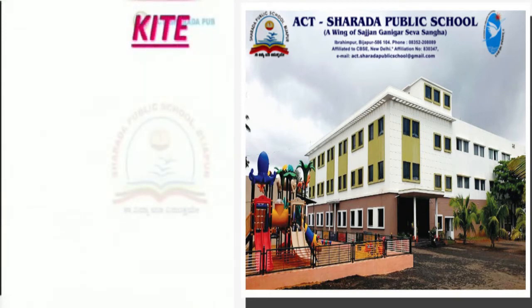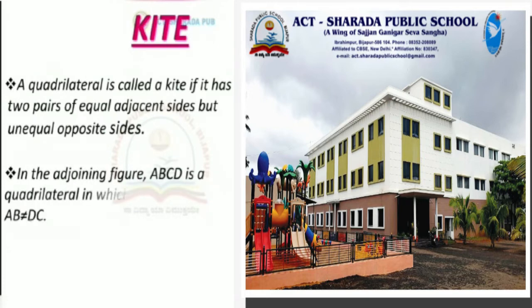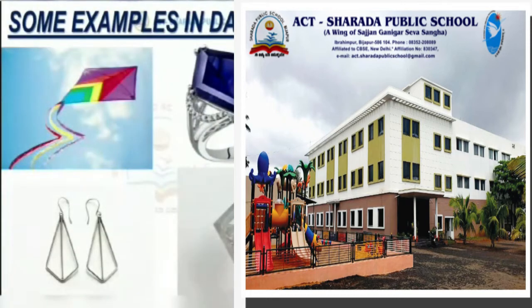So our last shape is kite. A quadrilateral is called a kite if it has two pairs of equal adjacent sides but unequal opposite sides. In the given figure, ABCD is a quadrilateral in which AB is equal to AD, BC is equal to DC, AD is not equal to BC, and AB is not equal to DC. So it is confirmed that ABCD is a kite. Some examples which are used in our daily life are kite, ring, earrings, and diamond.